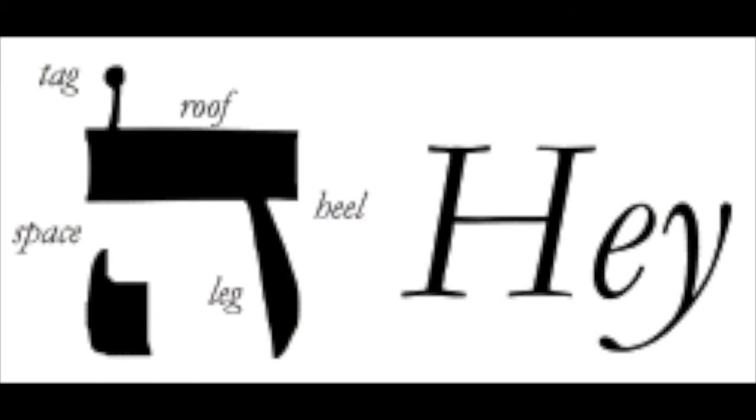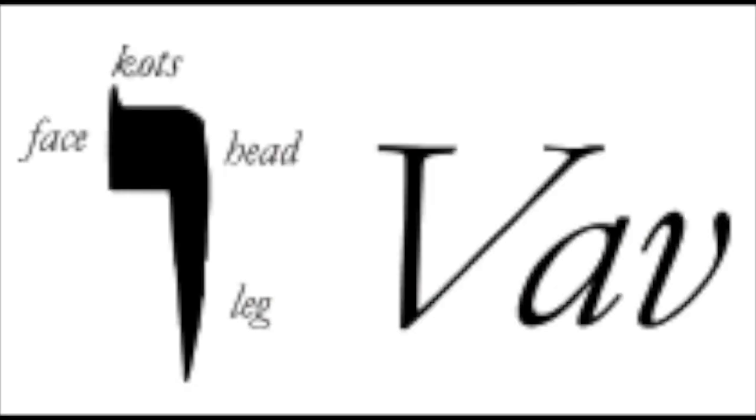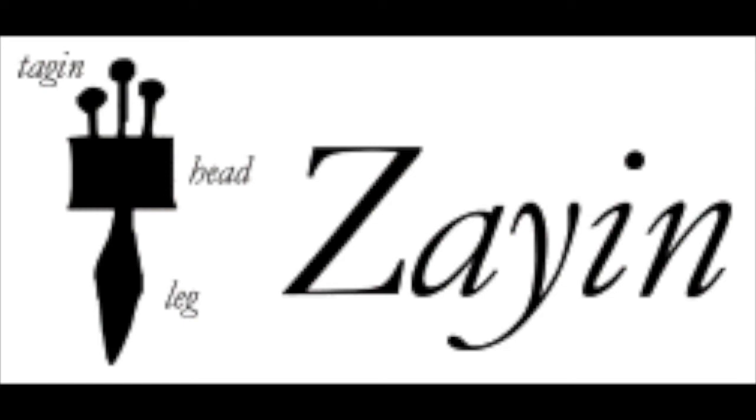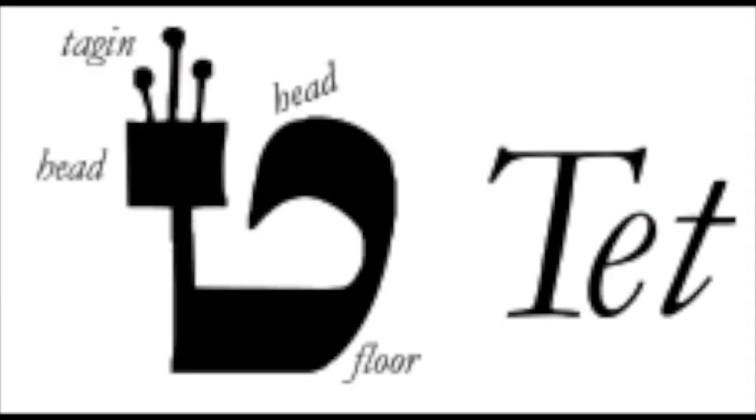The letter Hey is pronounced as an H. The next letter is the letter Vav, which has a numerical value of 6. The Vav is pronounced as a V. The next letter of the Hebrew alphabet is Zayin, which has a numerical value of 7. The Zayin is pronounced as Z. The next letter of the Hebrew alphabet is the Het. The Het has a numerical value of 8. The Het is pronounced as an H. The next letter of the Hebrew alphabet is a Tet. The Tet has a numerical value of 9. The Tet is pronounced as a T.